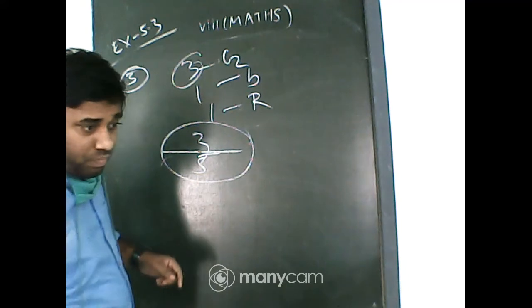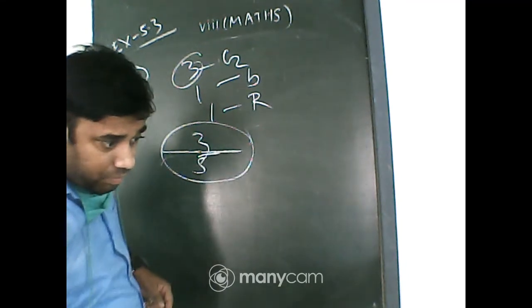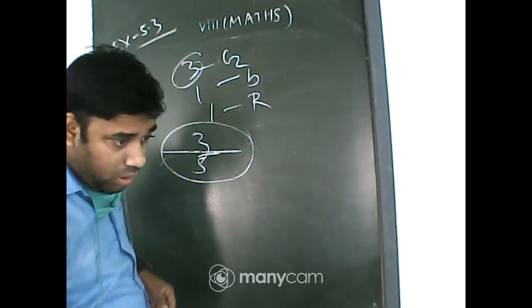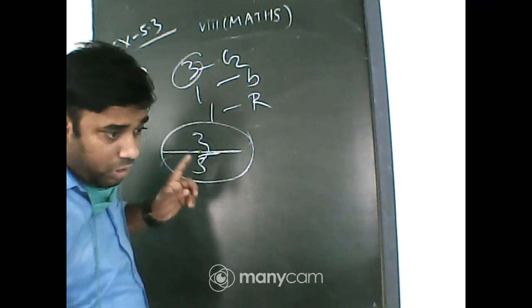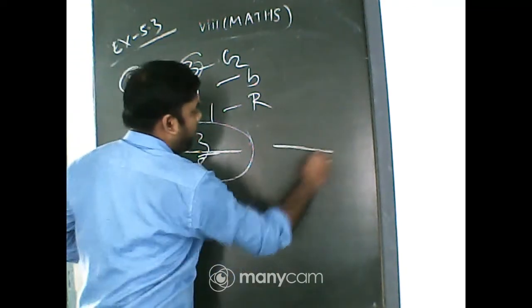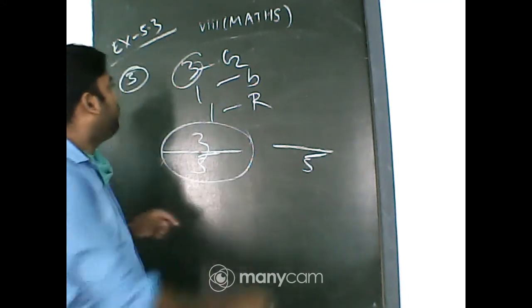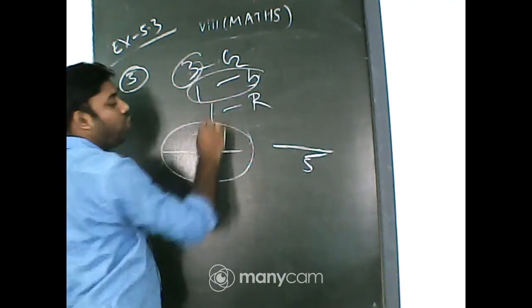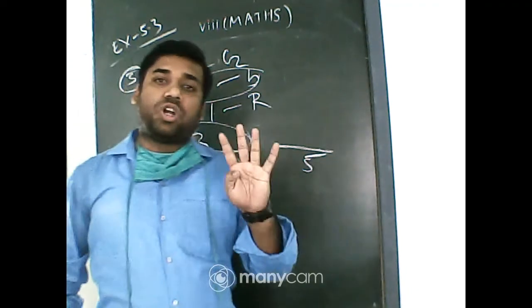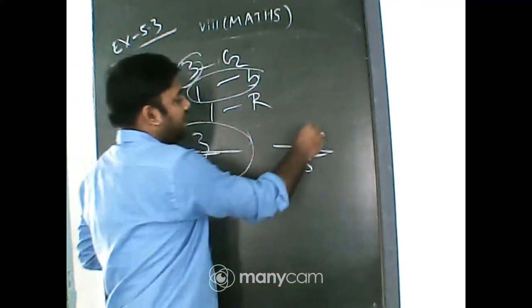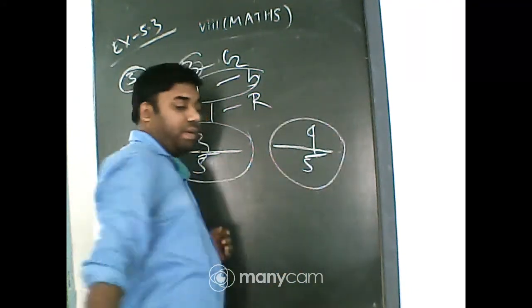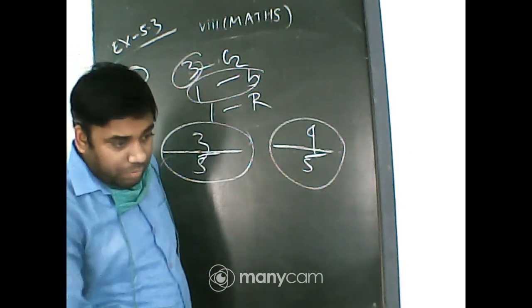Next question: what is the probability of non-blue? First of all, the total number of possibilities is 5. Non-blue means excluding the blue one, so 4 sectors are not blue. So 4 by 5 is the correct answer. Got it, everyone?